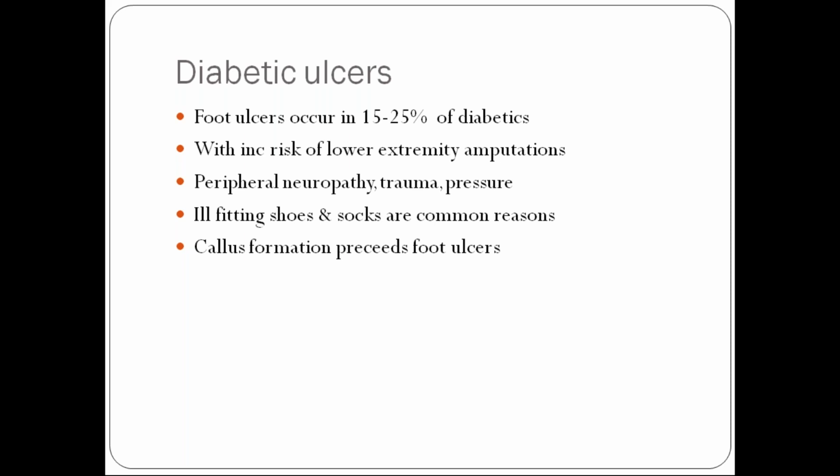The person is diabetic, and many of his toes got amputated, or the foot, or even the leg got amputated. All this is because of ulcers due to peripheral neuropathy, trauma, pressure, and ill-fitting shoes and socks, which are the main reasons. So it's very important for diabetics to take care of their feet. They should be very careful with their feet and footwear, and also callus formation.